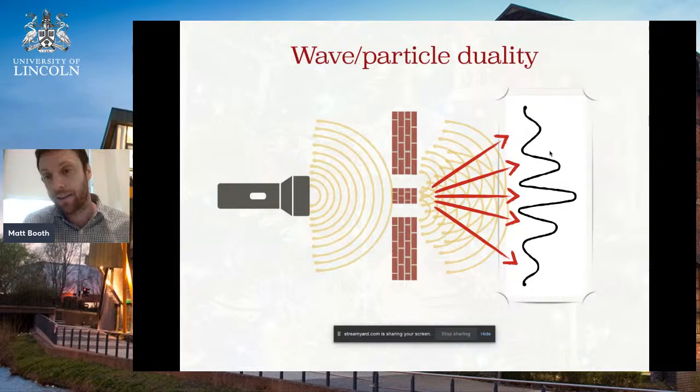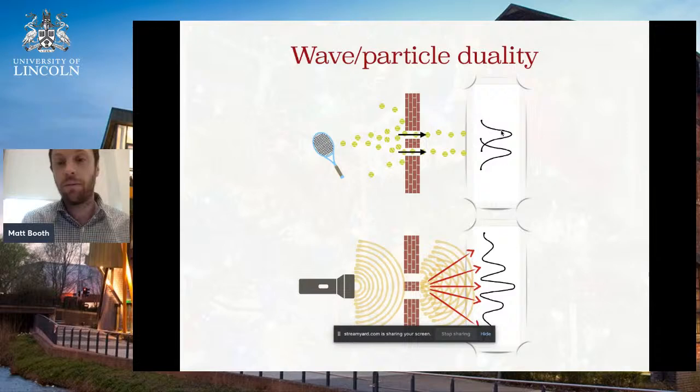So the question is then, what do we see for electrons? Do we see this double peak that we expect for particle-like objects, or do we see this interference pattern, which we expect for wave-like objects? The answer is that we see the interference pattern.